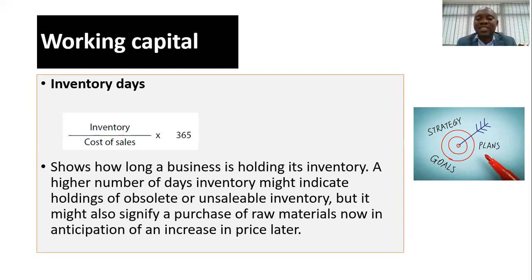So it shows how long a business is holding its inventory. A higher number of days inventory might indicate holdings of obsolete or unsellable inventory. This is why any decrease in inventory is regarded as a cash inflow. And it's simple. If there's a decrease in inventory, it means that you could be selling those products, whether for cash or credit. Eventually the cash will come in. So it's ideally a cash inflow. But as your receivables increase, it's a cash outflow. So it will cancel out. That's a very intelligent way of understanding what is an inflow or an outflow.